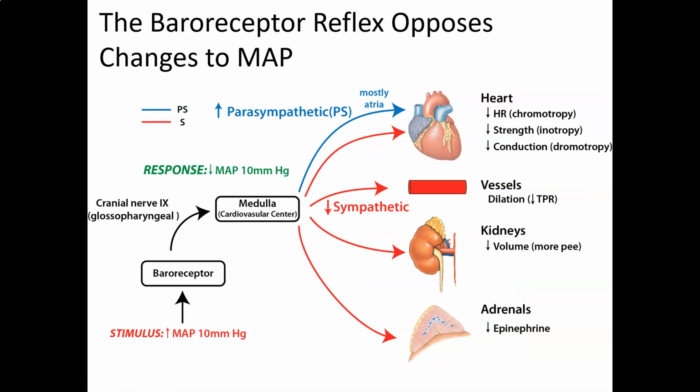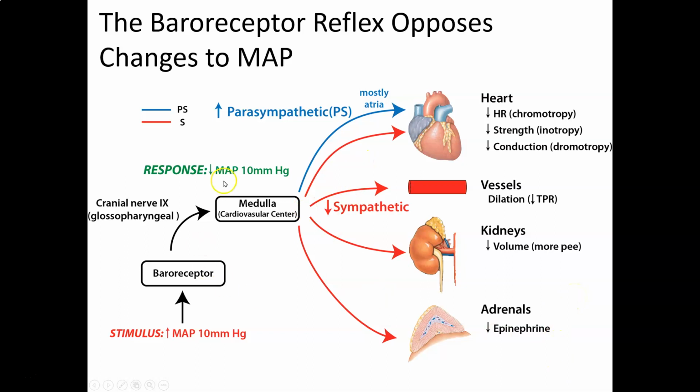Let's look at an example of how this works. Let's say the stimulus was an increase in mean arterial pressure of 10 millimeters of mercury. So if somebody's mean arterial pressure went up 10 millimeters of mercury, that would stimulate the baroreceptors. That would send signals through the glossopharyngeal, cranial nerve number 9, to the medulla. And the medulla received these signals, right? Since blood pressure went up, the homeostatic response would be to bring it back down, right? Back down to its set point.